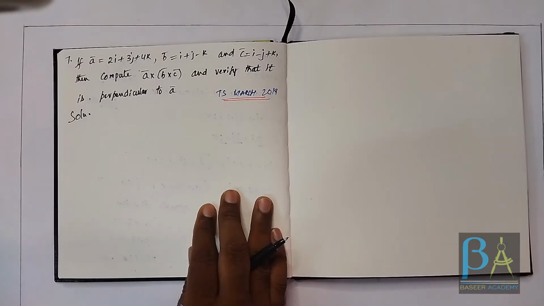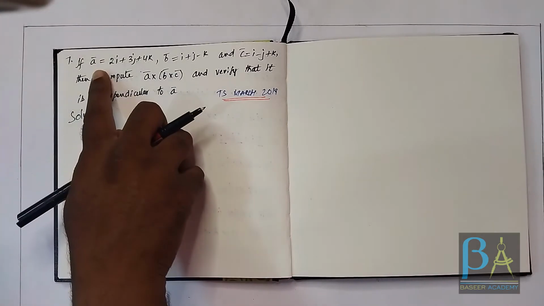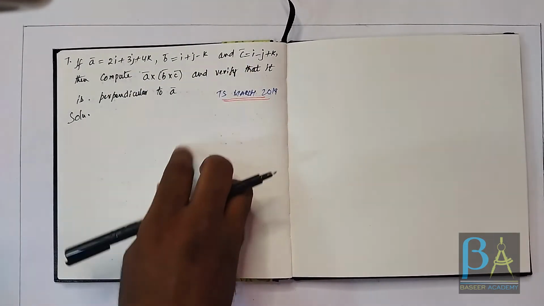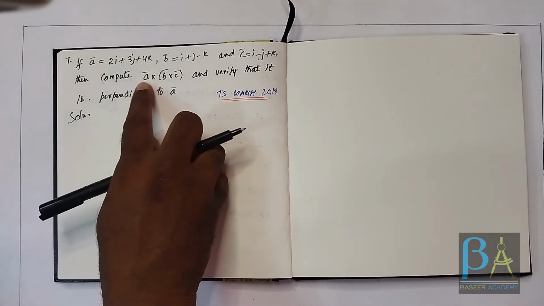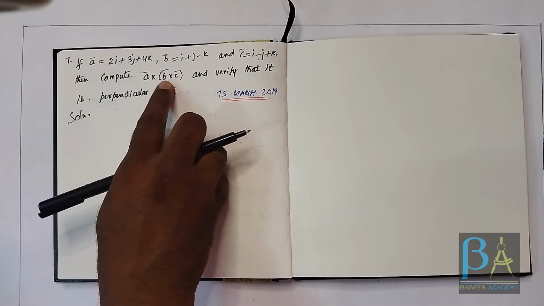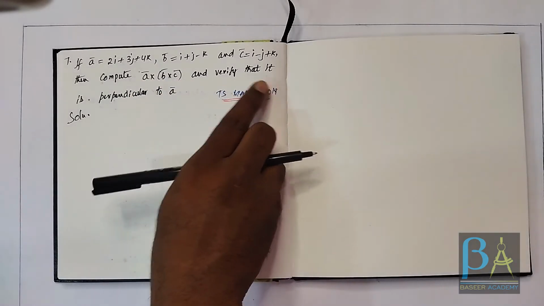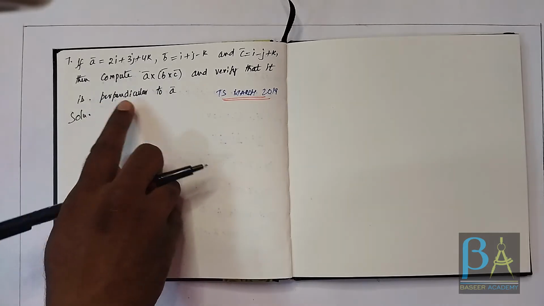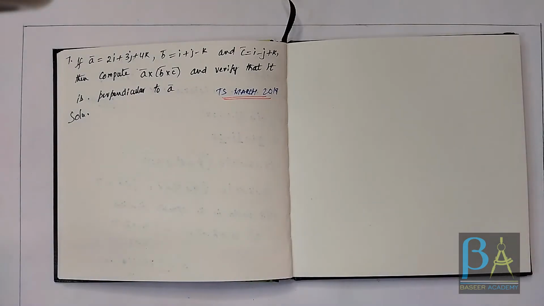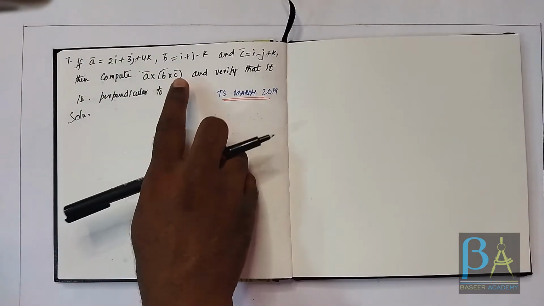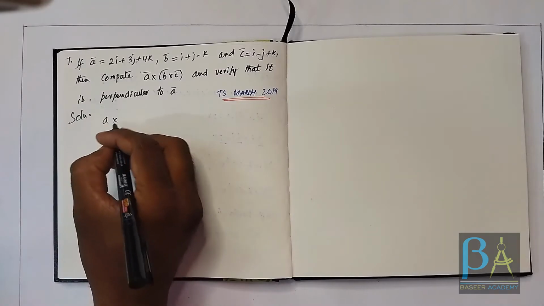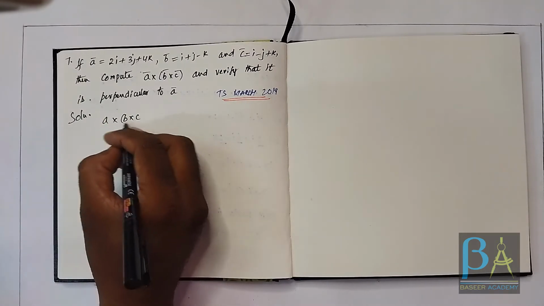Now we have a question in which we have three vectors given to us, vector A, vector B and vector C. We are supposed to find A cross B cross C and verify that A cross B cross C is perpendicular to A. Let's first find A cross B cross C.